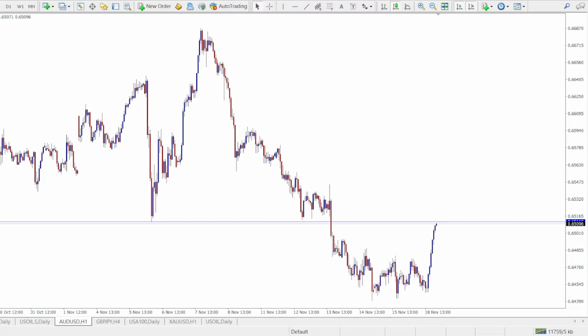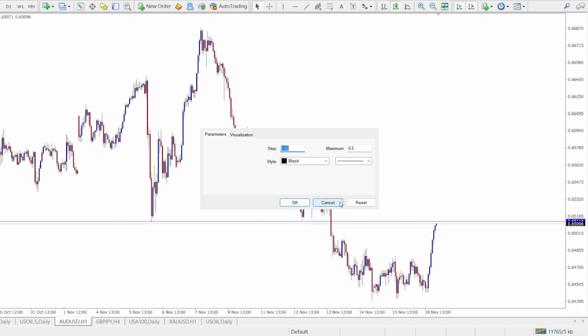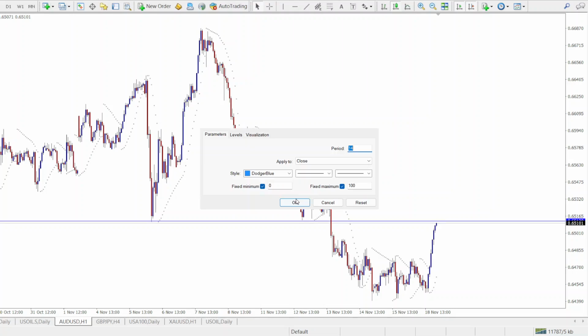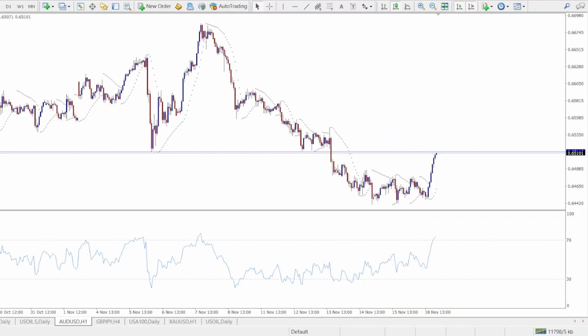Okay, so for a start, let us add both indicators to the chart. So this is the Parabolic SAR. All right, let me just put the color to blue for easy identification. And then this is the RSI. Okay, so let us start with the basics.